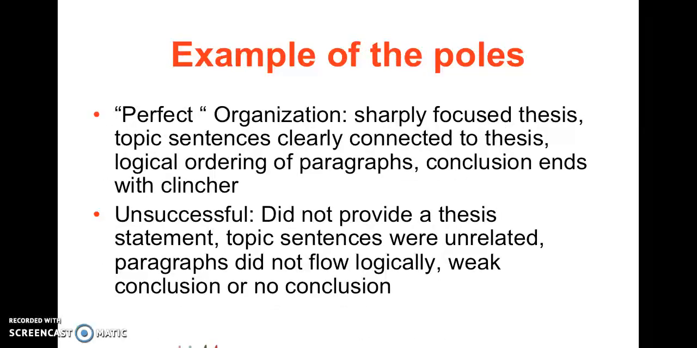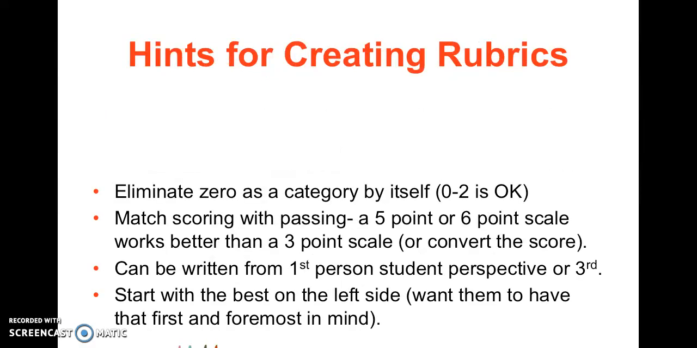Like we talked about before, examples of poles, things like perfect might be something like a sharply focused thesis statement. Something that's unsuccessful on that other end, usually the left-hand side of your paper, would be they don't even have a thesis statement. So it's the extremes. What's it look like to be perfect? What's it look like to not have those?